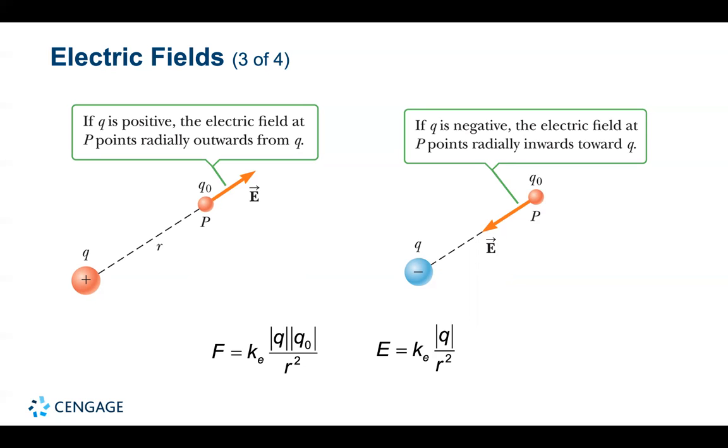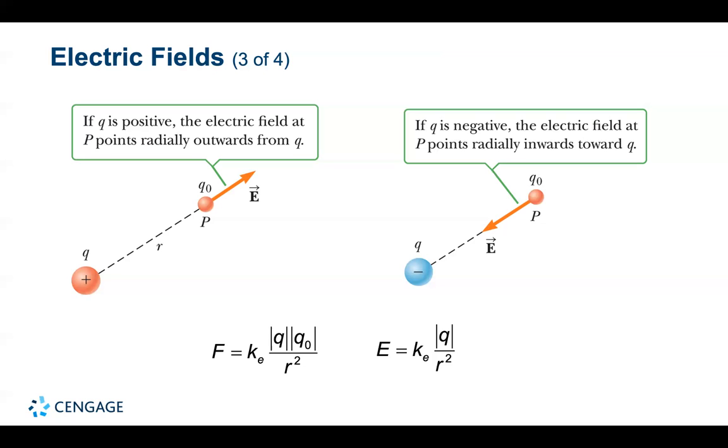According to Coulomb's law, the magnitude of the electric force of charge Q on the test charge is given by the equation here. Because the magnitude of the electric field at the position of the test charge is defined as E equals F over Q0, you can see that the magnitude of the electric field due to the charge Q at the position of Q0 can be written as shown here.